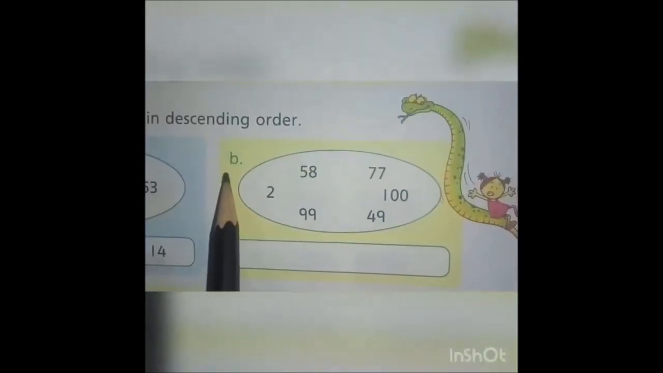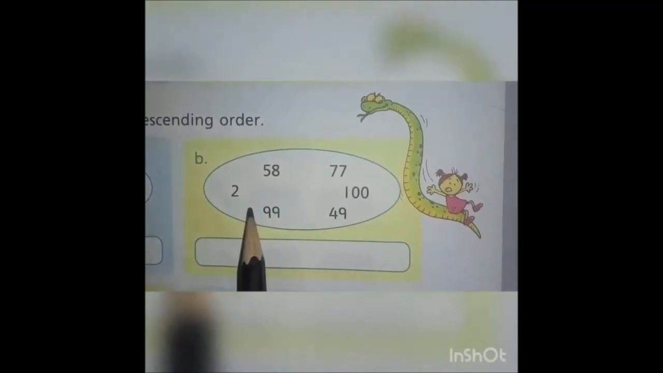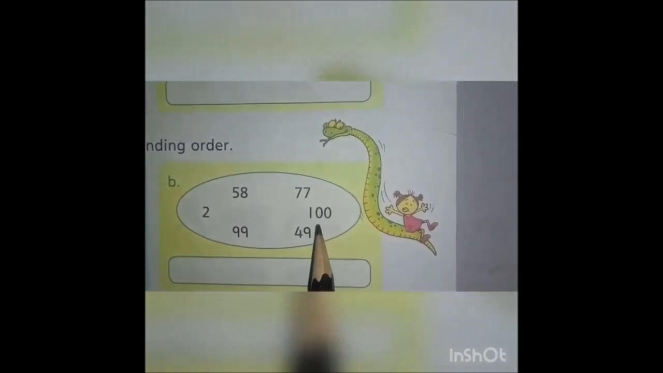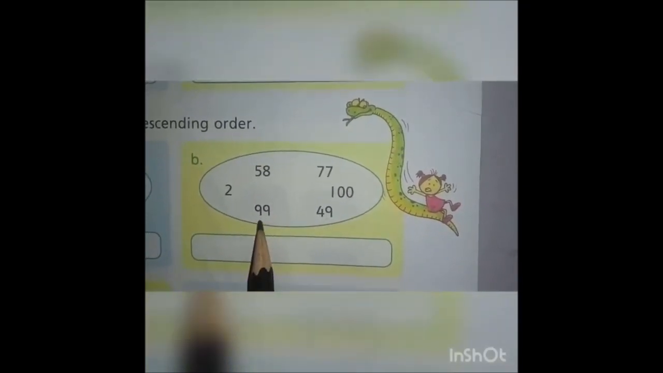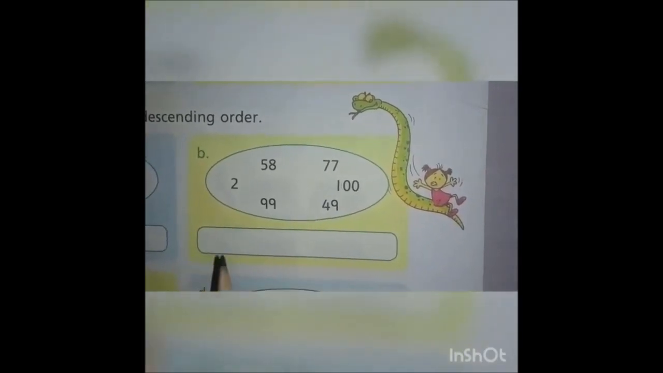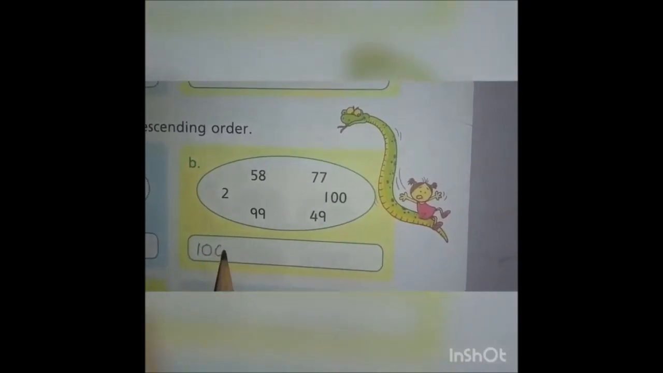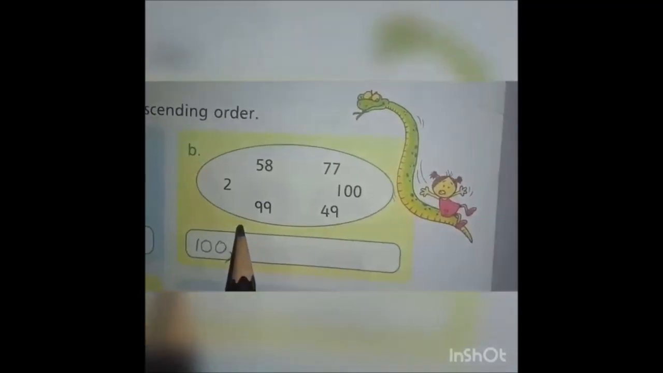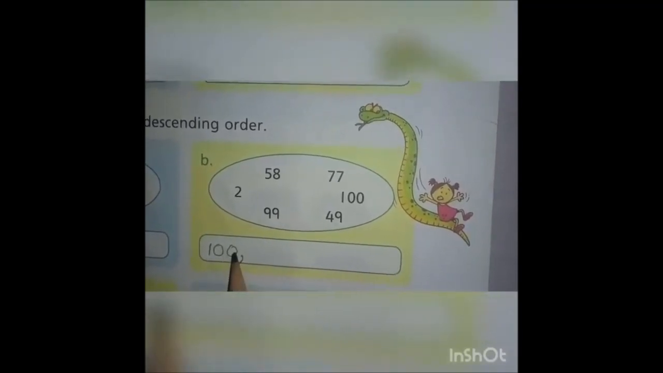Children, we will start part B. First, we read the numbers 2, 58, 77, 100, 49 and 99. Children, tell me which is the biggest number? Yes, 100 is the biggest number and we write it here. Put the comma. Now, which is the bigger number after 100?